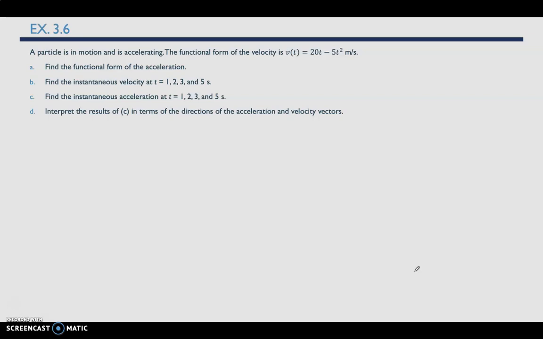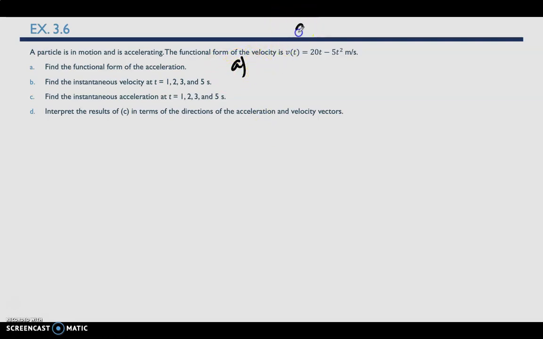Okay, so this one is example 3.6. It states a particle is in motion and is accelerating. The functional form of the velocity is v of t equals 20t minus 5t squared, in meters per second. It states, find the functional form of the acceleration. What is the functional form? That just means the equation that describes the acceleration. So I'm going to do that right here.